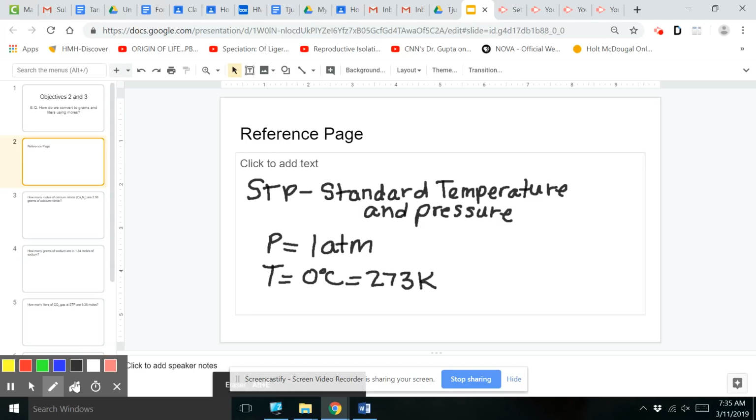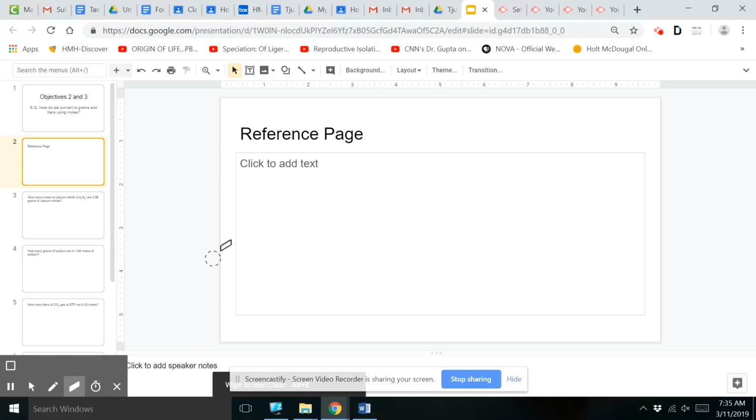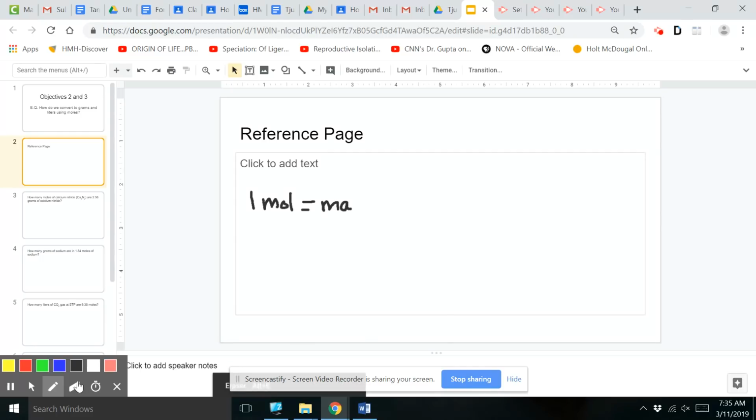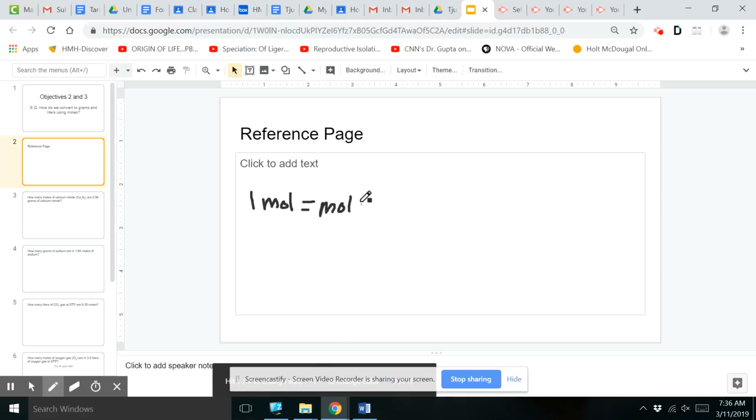And one last thing that you are going to put on your reference page, this is on your sheet as well, but you probably want to write down this idea of the mole is equal to the molar mass, where you get it from the periodic table. Sorry, I made a mistake there. I'm just going to erase that whole one. And I'll put molar mass. Molar mass comes from the periodic table. That's that bottom number. You guys had a ton of practice with that.